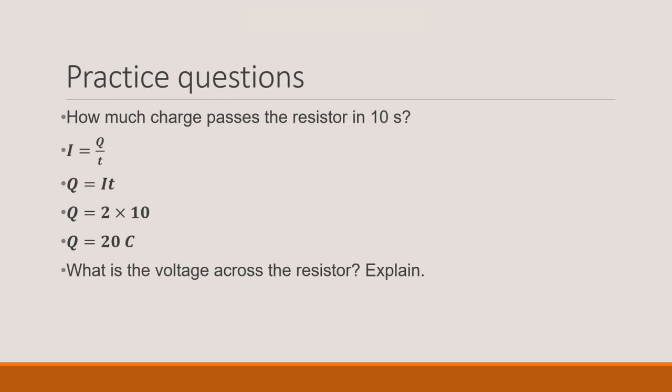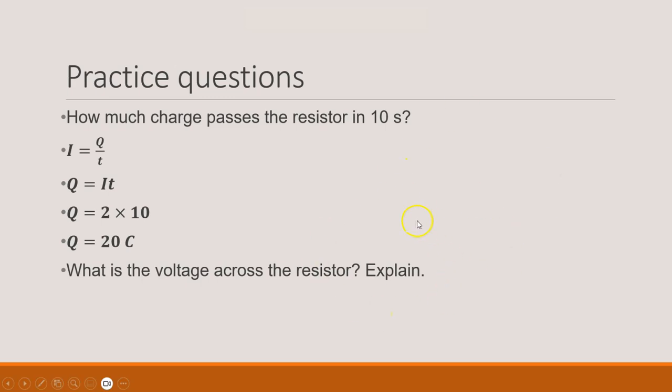What is the voltage across the resistor? Now this requires an explanation rather than a calculation. However, you could do it through a calculation. V is equal to I times R. We know that the current flowing through the resistor is 2 amps, and we know that the resistance of the resistor is 6 ohms. So I times R is 2 times 6, which is 12 volts.